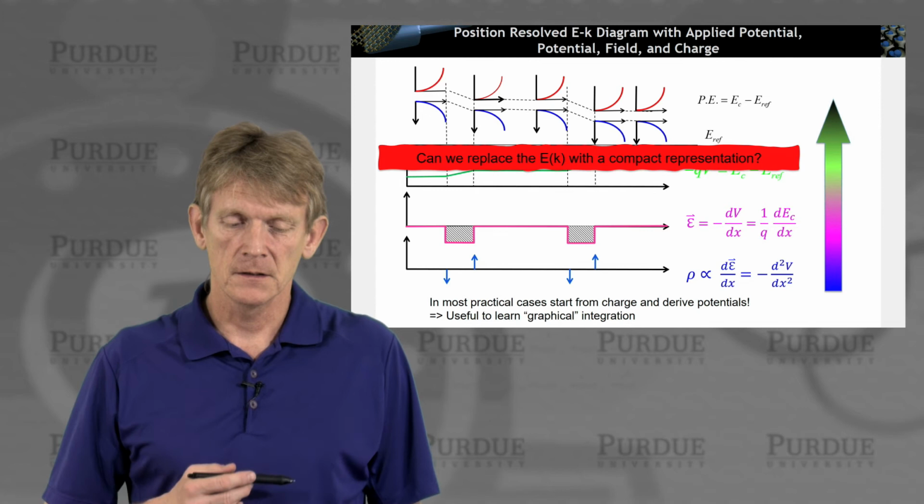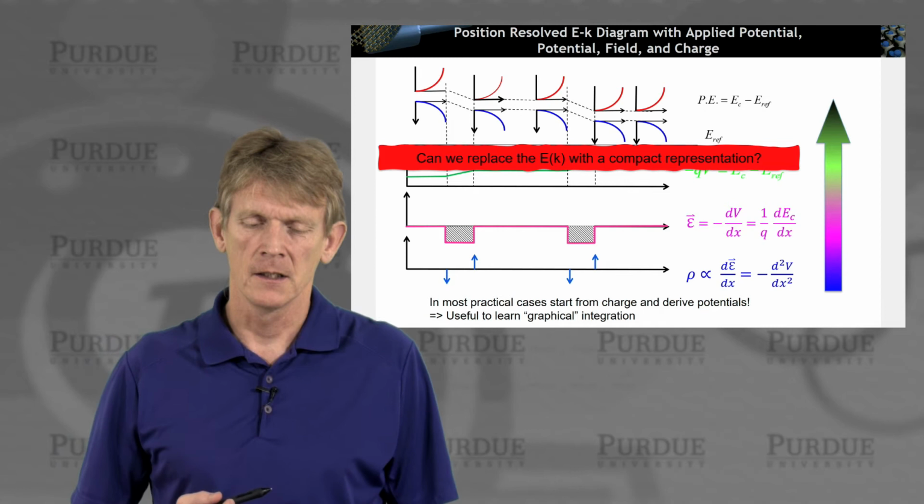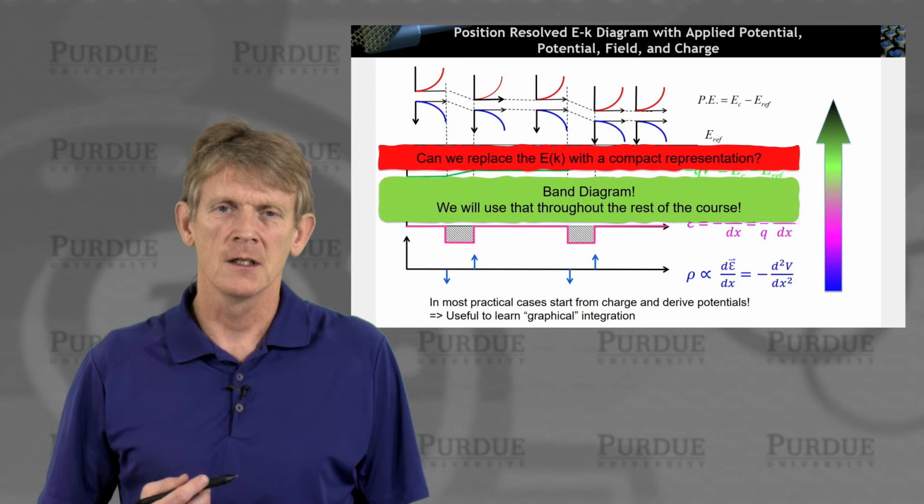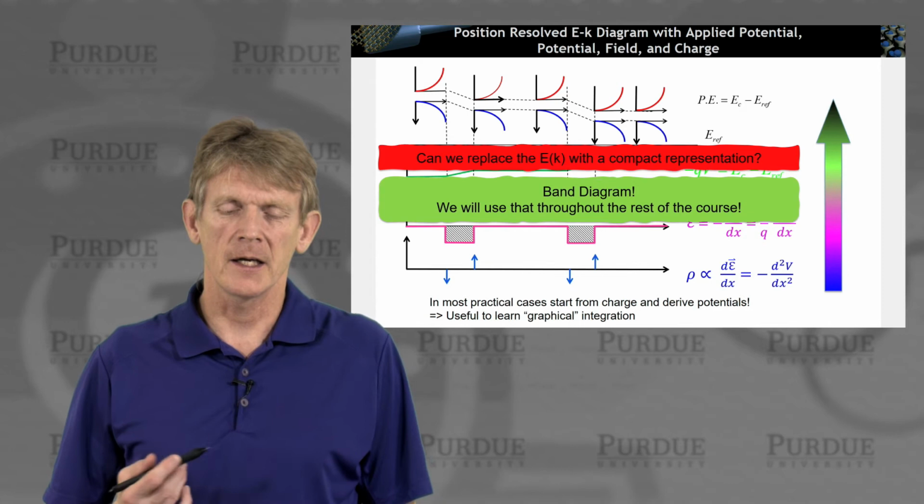The question now is, can we replace this complicated E-k looking diagram with a more compact representation? And this will be the band diagram. This is what we use throughout the rest of the course, and this is what you will be using throughout the rest of your device engineering career: plotting E-k band edge diagrams.